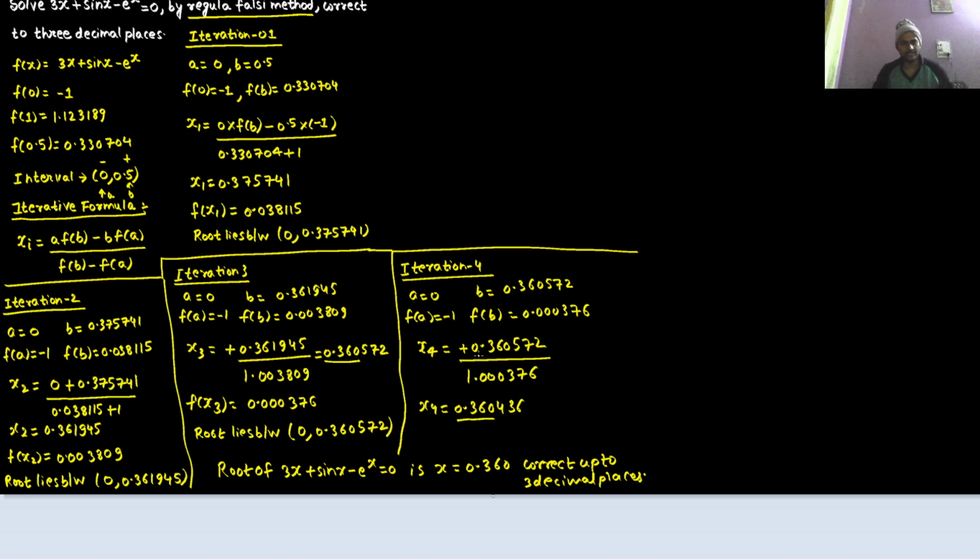We took 4 iterations. We started off with finding the interval, then getting close to the interval, and then applying iterations using the iterative formula one by one. So upon reaching fourth iteration, I realized the value of x4 and x3 was matching up till 3 decimal places. So I stopped there. Okay. And that was my approximate answer up to 3 decimal places.